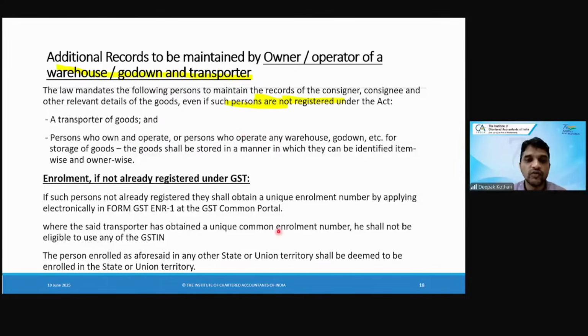Okay, they should obtain a unique enrollment number by applying electronically on the GST portal through a form called GST ENR1. Okay, they have to apply through GST ENR1 on the GST common portal. Where the transporter has obtained a unique enrollment number in some state and he wants to do transactions in another state, he can do it with the first enrollment number itself. Okay, and then he shall not be eligible to use any GSTIN number. As long as he has an enrollment number, he will not get a GSTIN. Once he gets the GSTIN, then the enrollment number has to get cancelled.